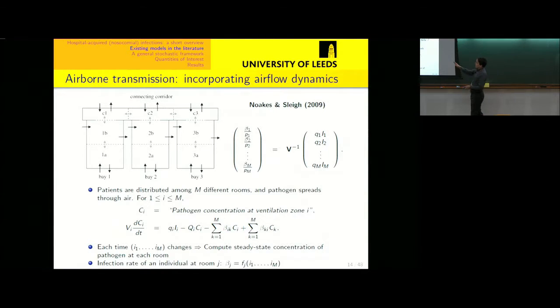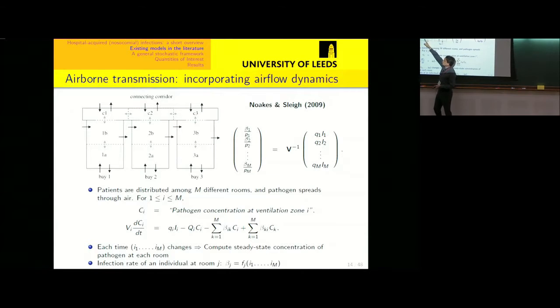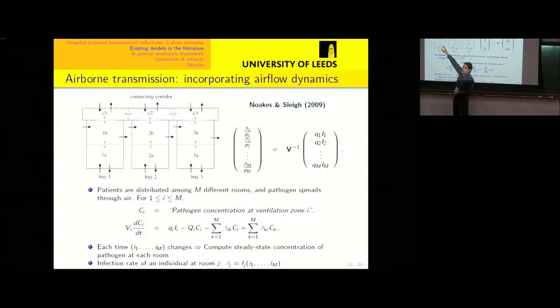And they did that, I will refer to this later, but they did that by considering, for example, this hospital ward. In this hospital ward, you have patients in the different rooms or the different bays. These bays are joined through this corridor, and imagine that you have some information about how the air flows in this hospital. So if you have that information, you can try to incorporate the information about the airflow dynamics into the epidemic dynamics.